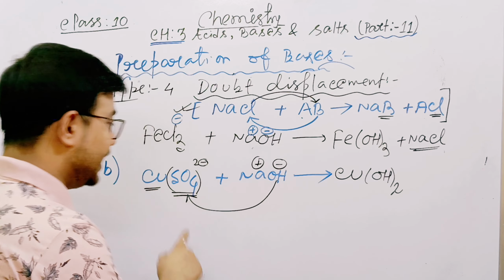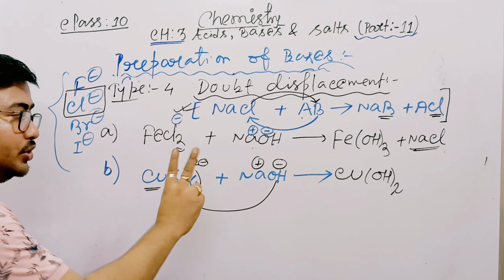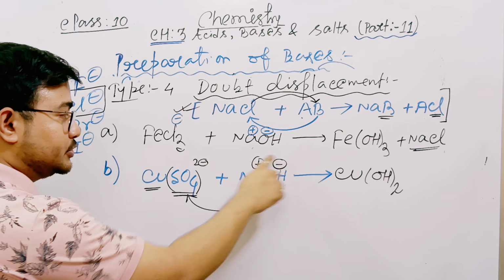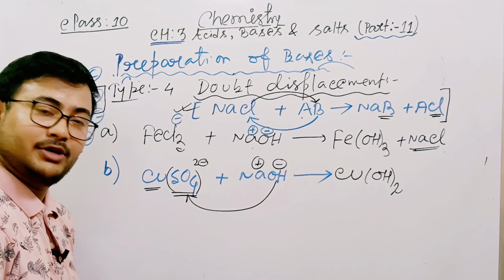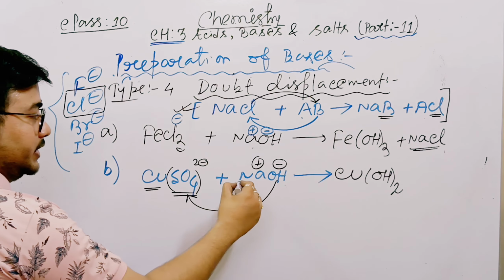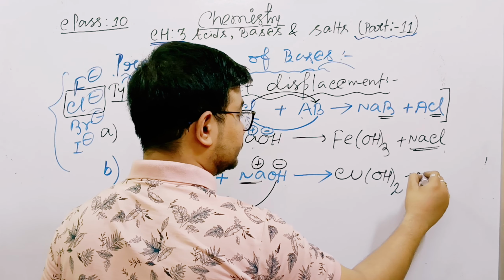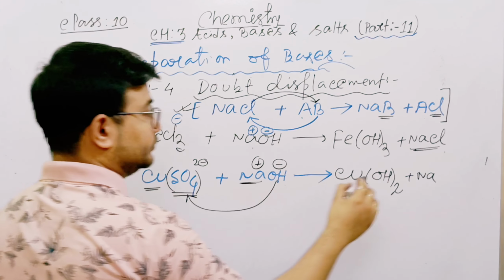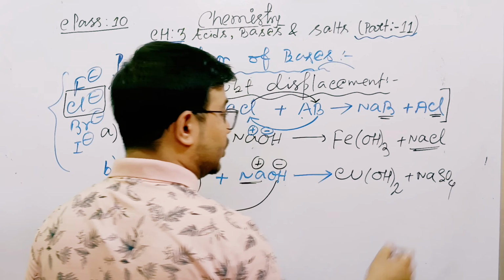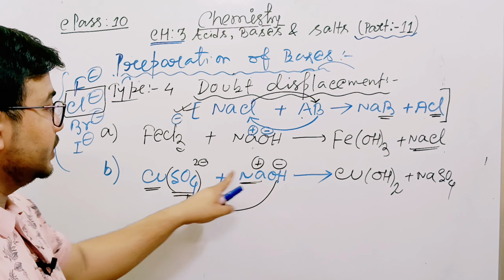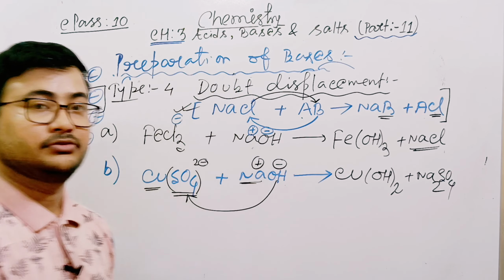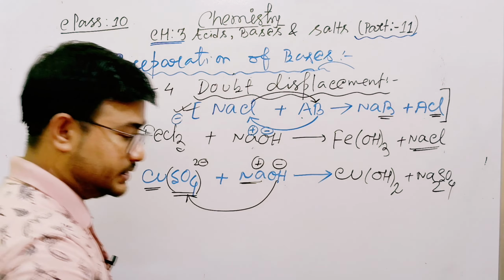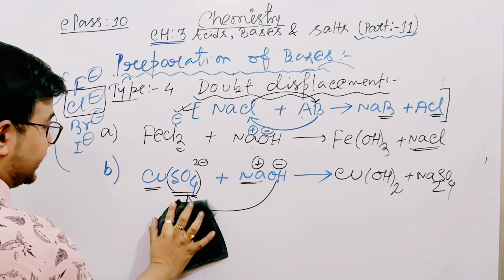Do you understand? Here how many negative? 2. OH contains 1 negative. So to balance this 2 negative, we need 2 OH. Do you understand? Now here Na is left and SO4. All of you know the crisscross method. SO4 contains 2 negative, so 2 comes here. So Na2SO4. Do you understand? Okay, this is the second example.